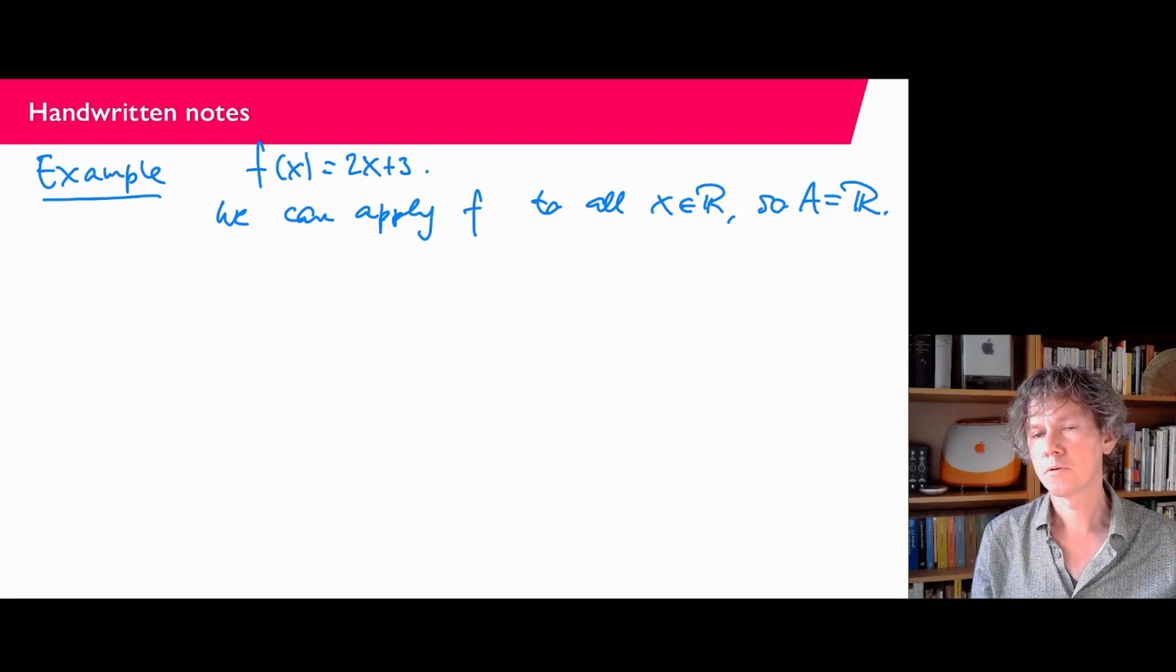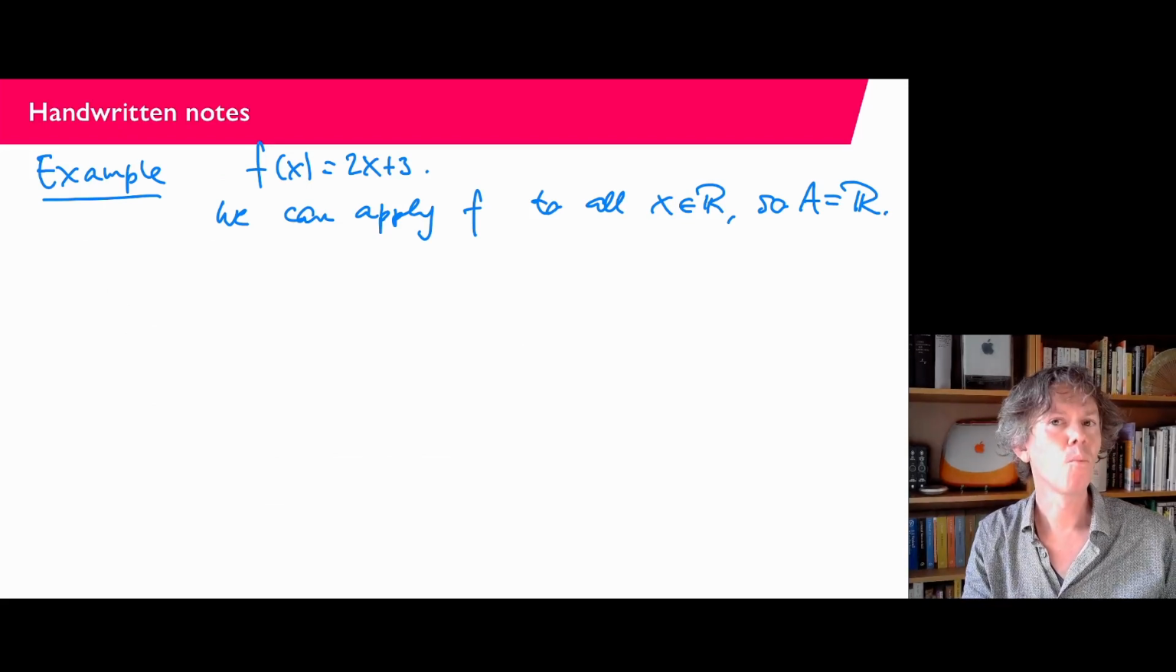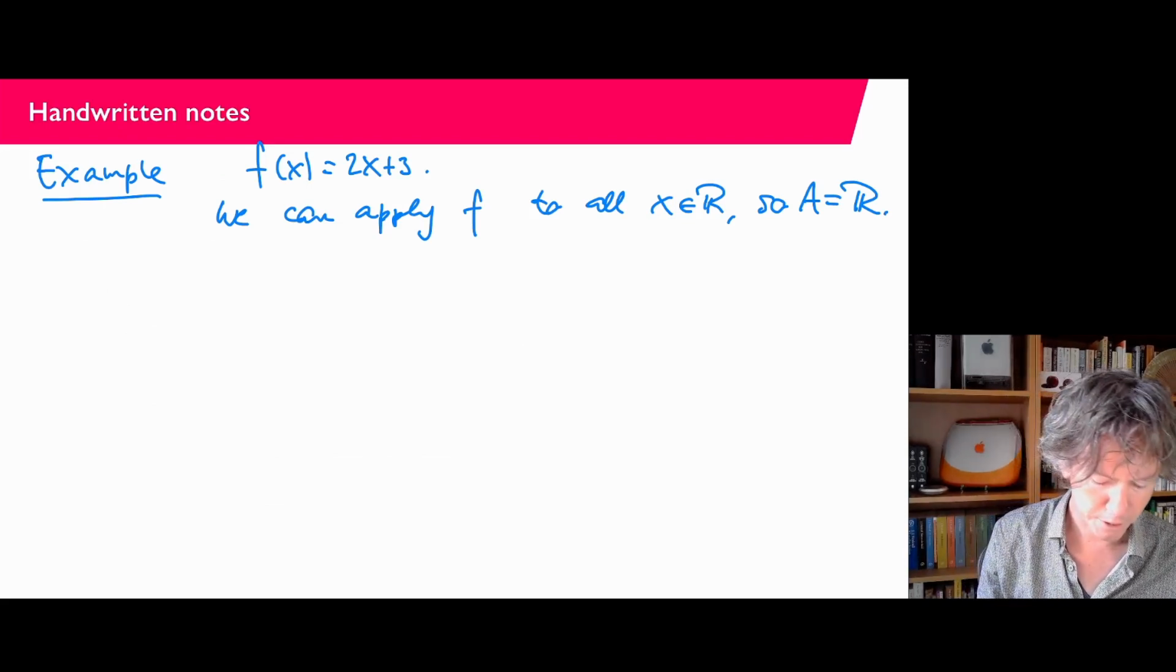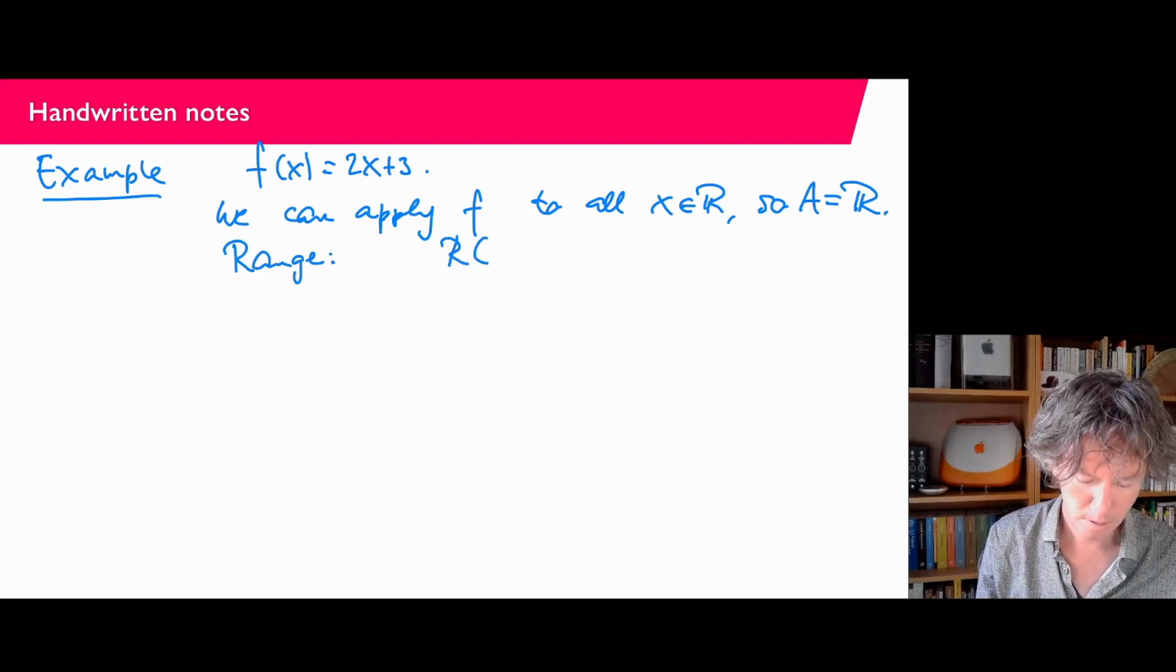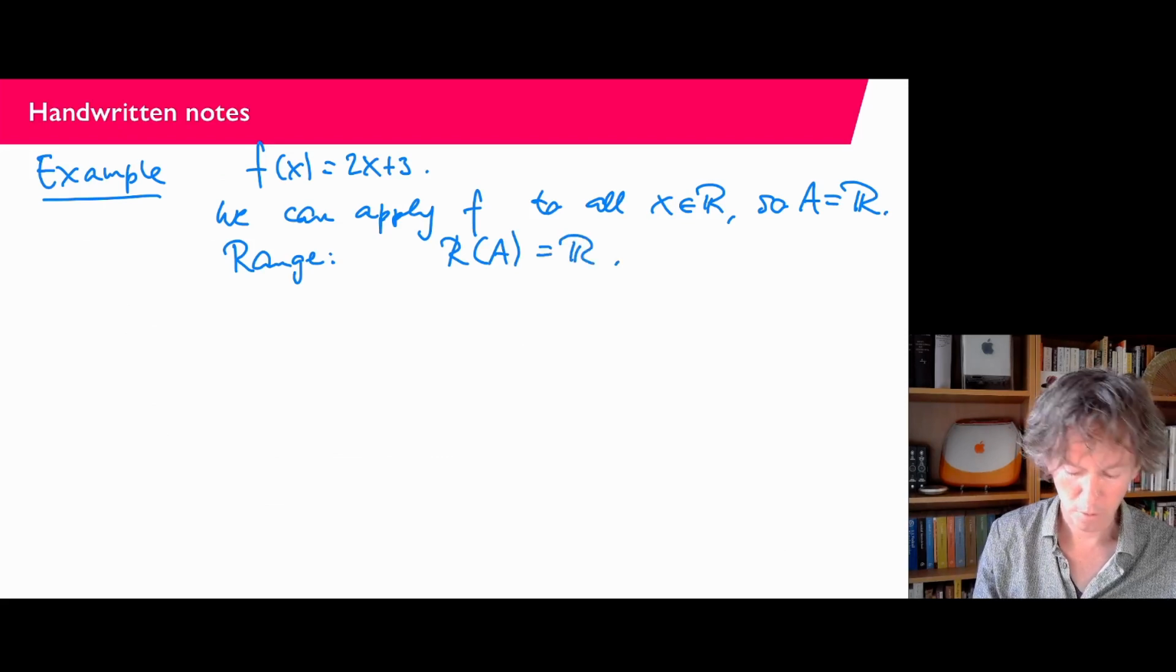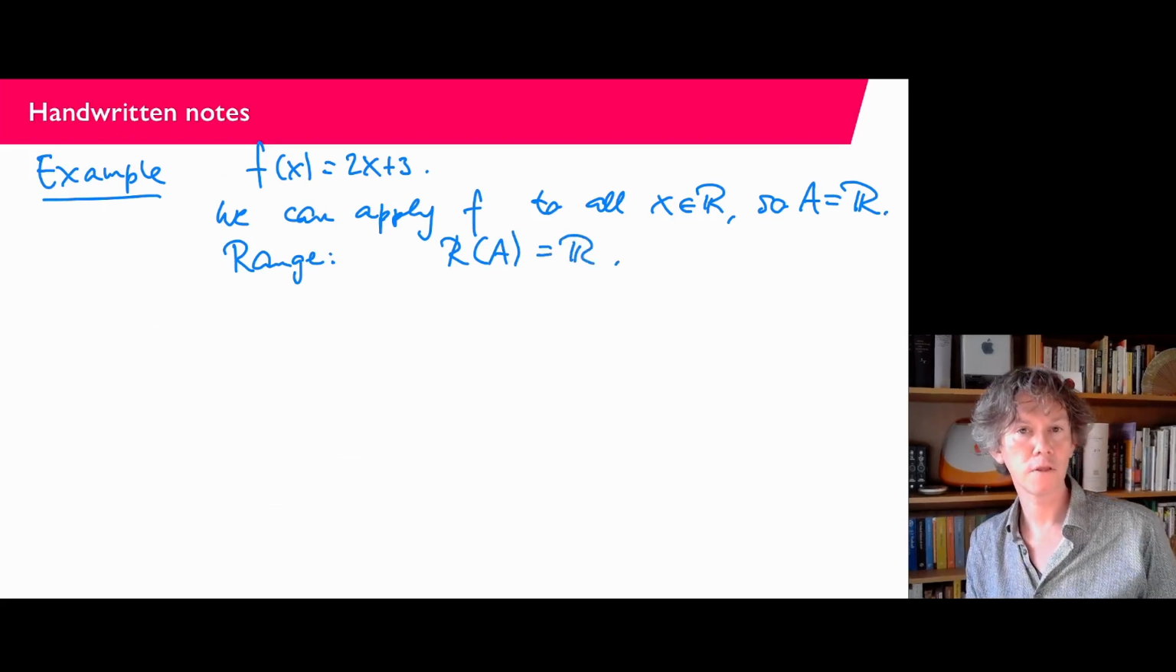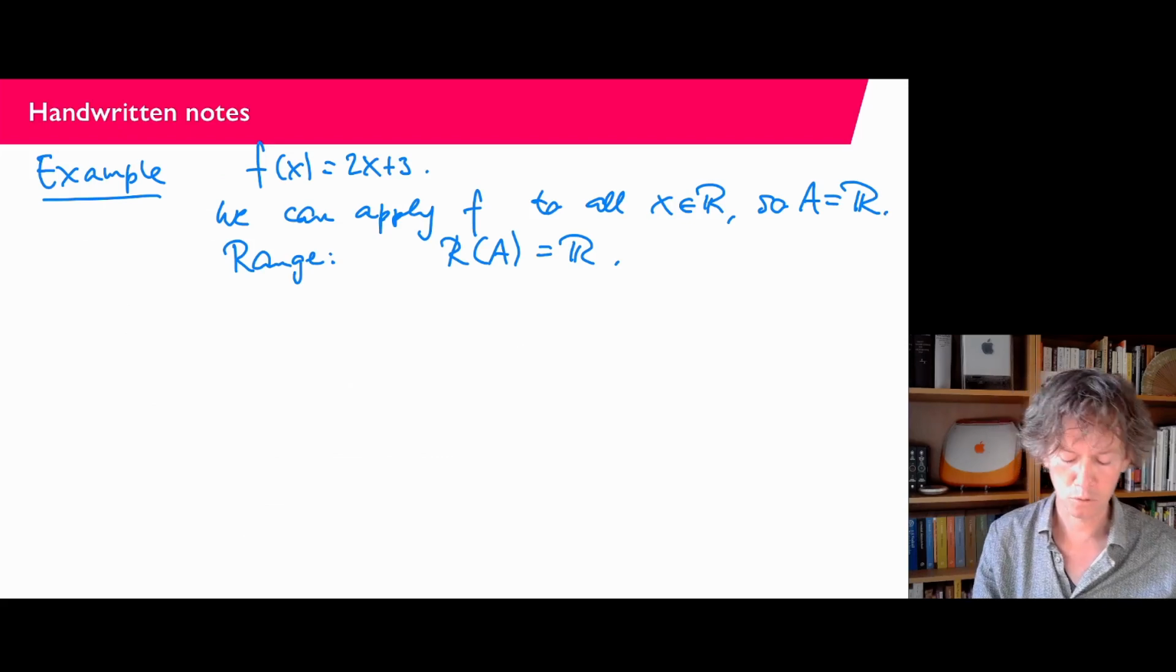The range: probably you know what this graph looks like. It's just a straight line. Every y value can be attained. So the range of this function, R_A, is also every real number. For every y, we can find an x that is being mapped to this y value.